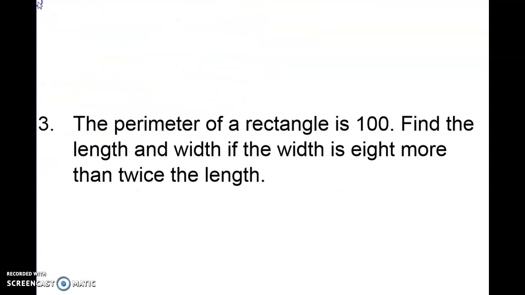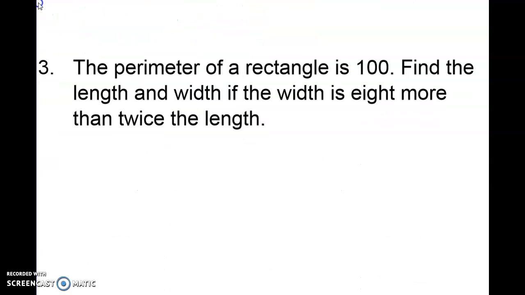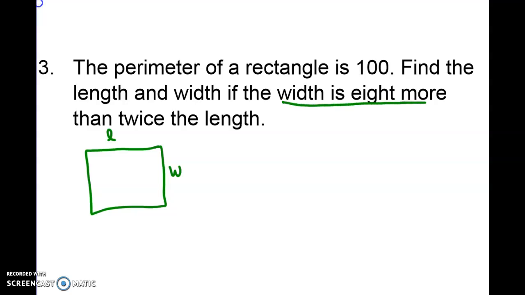This one, a perimeter problem. The perimeter of a rectangle is 100. Find the length and width if the width is 8 more than twice the length. So drawing up a picture is huge, I think, for a lot of these. Let's just say this is length, this is width. And what's nice is we're given that the width is 8 more than twice the length. That means that width equals 2L plus 8. So I have that already from the problem.